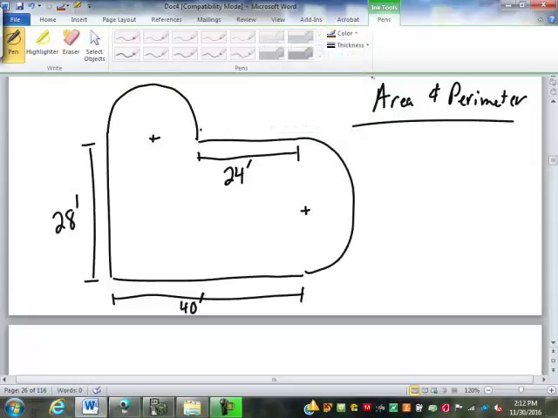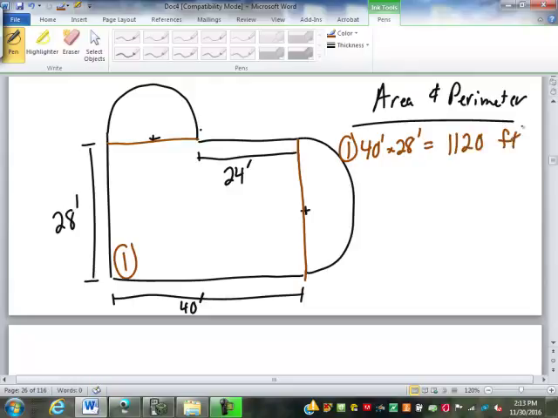Well, for area, we have to break it up into pieces. There's three things we know how to find the area of: rectangles, triangles, and circles, or parts of circles. So I can cut this into a half circle there, a half circle there, and a rectangle. So I'm going to start out with the rectangle. What's the dimensions of that rectangle? 40 by 28 or 28 by 40, either way works. That comes out to be 1,120 square feet.